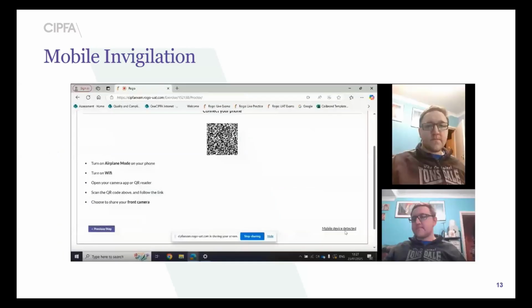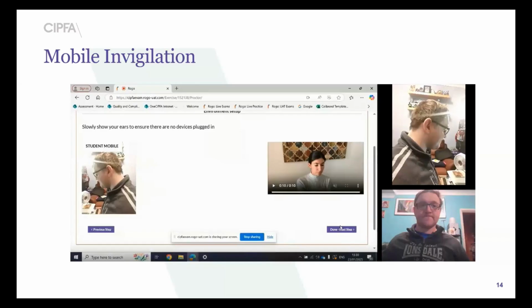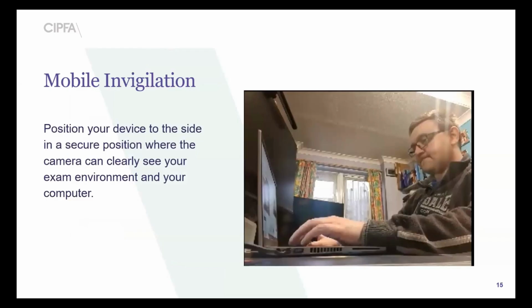So here's just a couple of screenshots of what it looks like. So once you scan the QR code and connect, it allows us to see two views. So you can see the bottom one, which is the front-facing camera, and the top one, which is the mobile device. So here's another screenshot. So this is a student who's been asked to show us the ears, just so that we can check that there's no audio devices in there. There's no earphones being used. So you can see how it helps the invigilator when they're invigilating your exam.